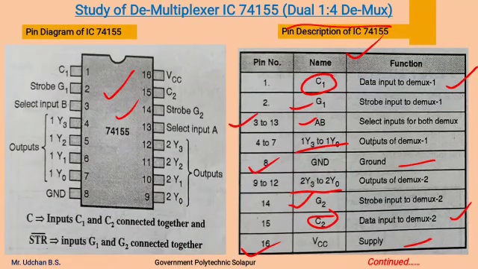So these are the 4 output lines of the first demultiplexer. These are the 4 output lines of the second demultiplexer. This is the input line of the first demultiplexer C1. This is the input line of the second demultiplexer C2. These are the ground and VCC connections. Strobe G1 is the enable input line of the first demultiplexer. Strobe G2 is the enable input line of the second demultiplexer. Select input A and select input B are the select lines of both the demultiplexers.